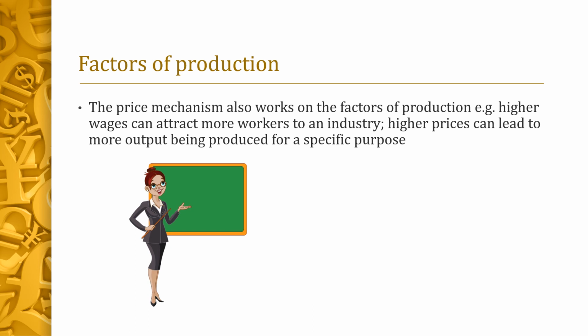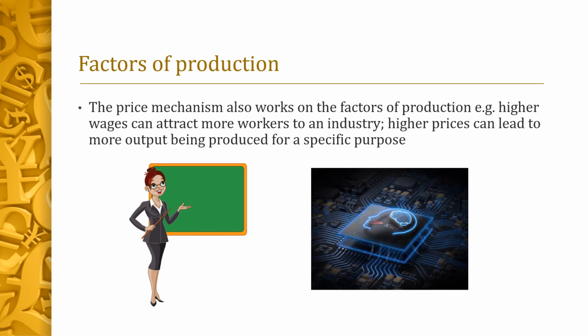Another example of the price mechanism working on factors of production is that higher prices can lead to more output being produced for a specific purpose. An increase in firms wanting to incorporate AI into their products has led to an increase in demand for AI chips, which are much more expensive and complicated than other forms of computer chips. This has led to a lot of chip producers switching to these products because of their high profitability.